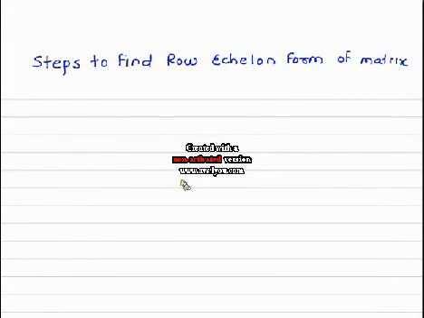Today we study how to find out the row echelon form of a matrix. So first of all we go with some steps. We start with a general matrix. For 3 by 3 matrices we want to make first this entry as 1. Then we go below this entry as 0. Then we go again below this entry as 0.